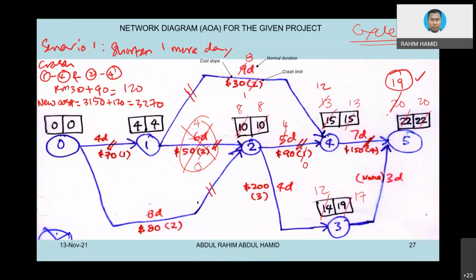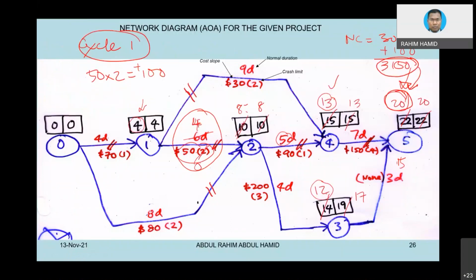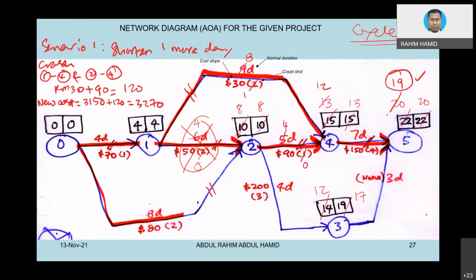But then you notice the critical path. Now you see, this one is a critical path. This one is a critical path. This one is also a critical path. At the bottom, there are also critical paths. Oh, there are many critical paths. You see, the previous critical path, wait a second. Yeah, now there are many critical paths being developed. Meaning to say you have to consider many things when you want to crash a certain activity.